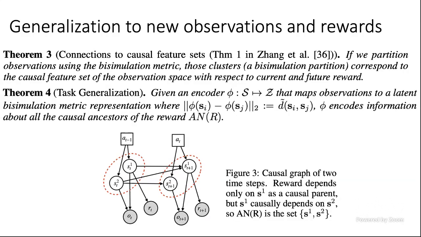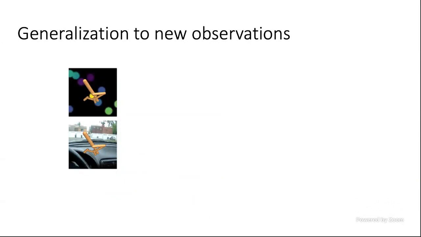Another thing is the type of task generalization that we can expect to see. We also know that the causal feature set consists of all of the causal ancestors of the reward function. So with this representation that we've learned, we should also be able to generalize to new tasks as long as they consist of a subset of the same causal ancestors. We'll see what that looks like in the next set of experiments.